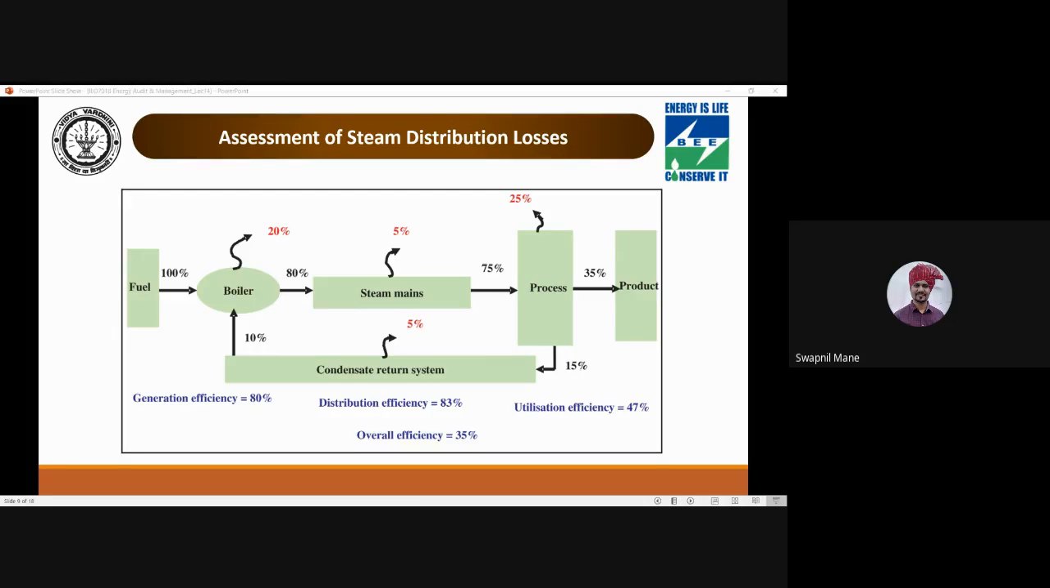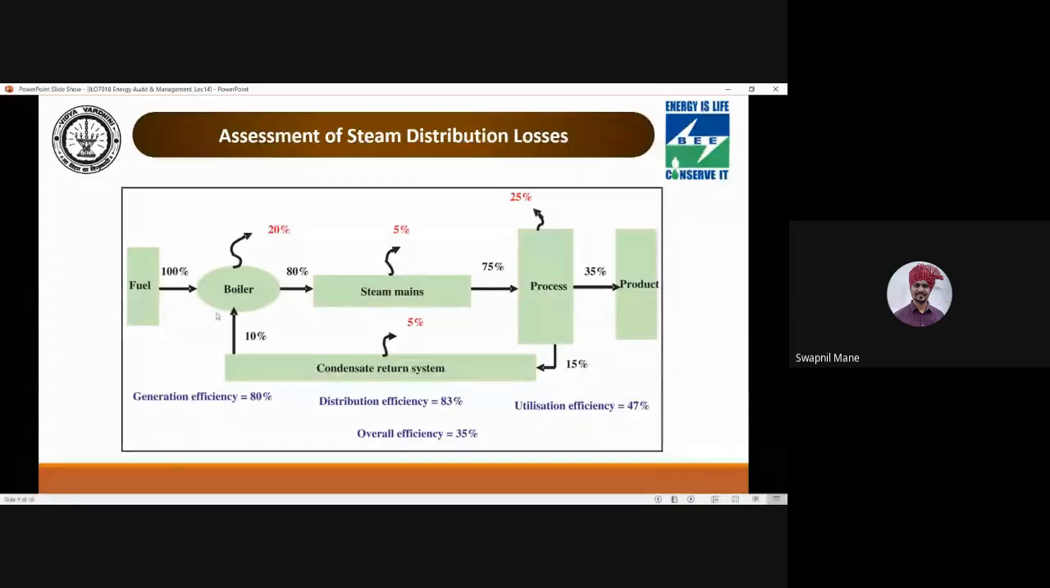So you see that the fuel will come. Let us say that 100% fuel is utilized in the boiler, and the boiler will convert 80% into a useful amount of steam. Okay, so here 20% of the heat is lost in the boiler. Then the steam will come in the mains, steam mains.